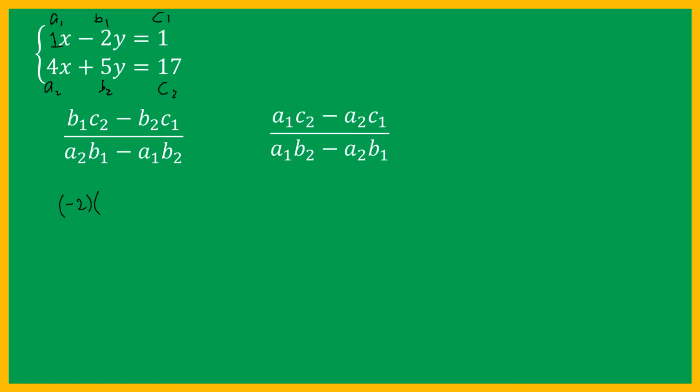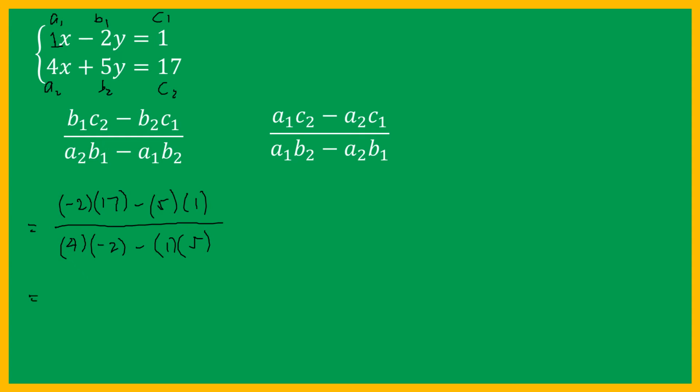negative 2. Ang ating c sub 2 is 17 minus b sub 2 is 5 times c sub 1, which is 1, all over a sub 2 is 4 times b sub 1 is negative 2 minus a sub 1 is 1 and b sub 2 is 5. So kung mapapansin nyo, wala na kayong makikita dyan na mga variable. Lahat yan puro number. So mas madali nyo na siyang masasolve.